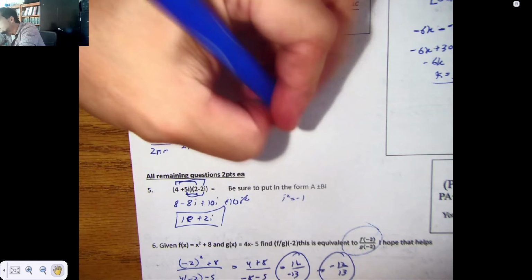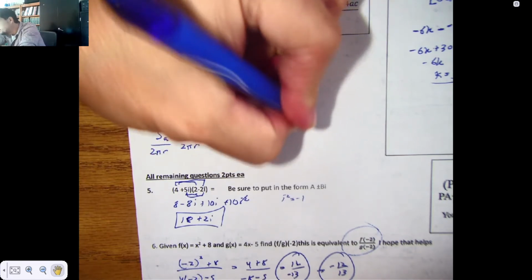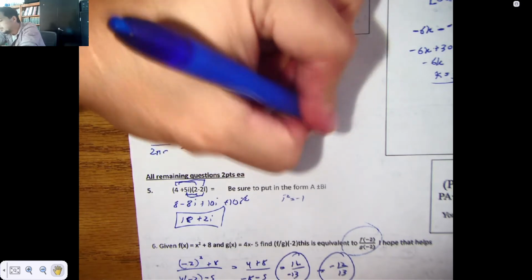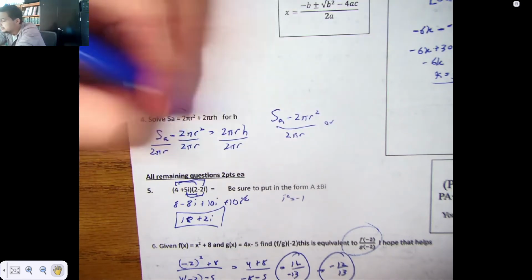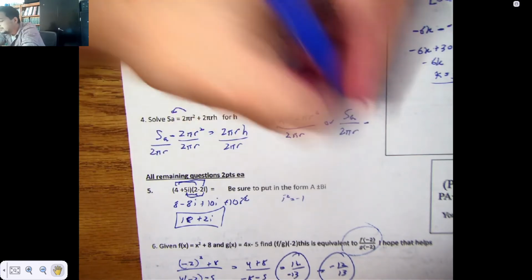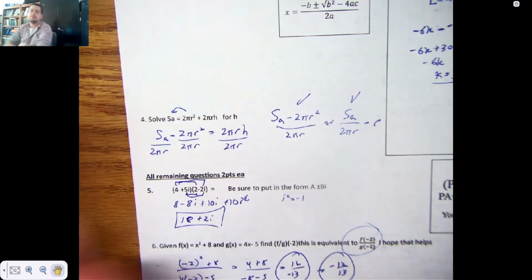And I could have surface area minus 2 pi r squared over 2 pi r. Or I could just have surface area over 2 pi r minus r. Either one of these is right. I don't really care which one you do. If you understand where the second one came from, great, go with it. If you don't, worry about it.